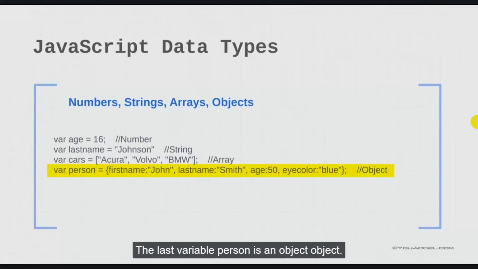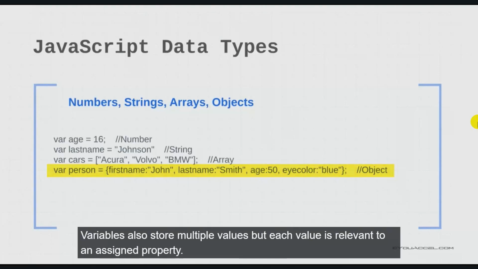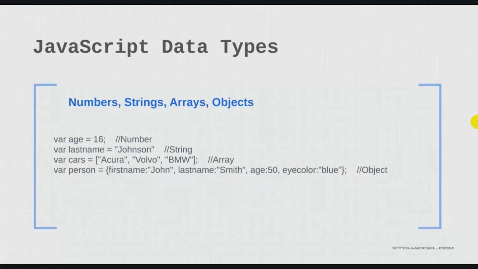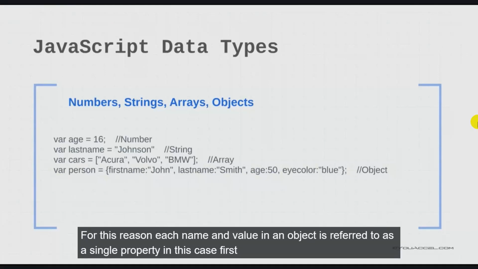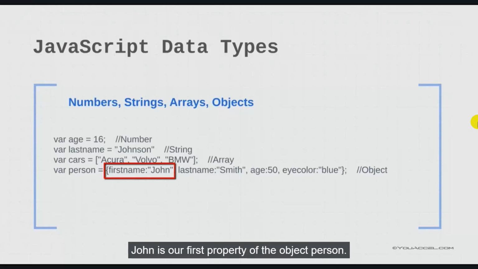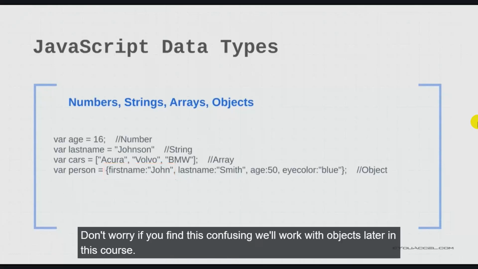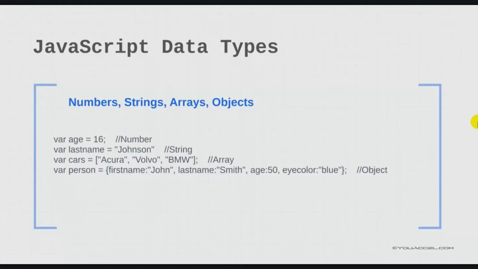The last variable, person, is an object. Object variables also store multiple values, but each value is relevant to an assigned property. For this reason, each name and value in an object is referred to as a single property. In this case, first name John is our first property of the object person. Don't worry if you find this confusing. We'll work with objects later in this course.